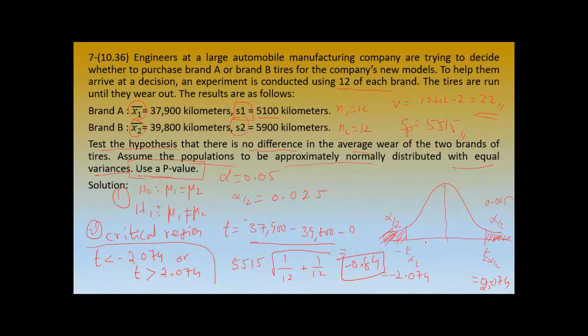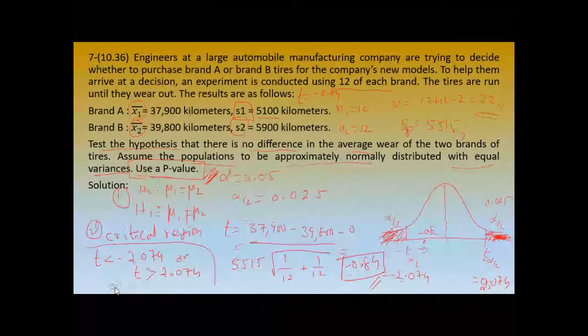Where does it fall? It will fall here, somewhere here, negative 0.84. So we have to accept it by considering the t value. Obviously, we are asked to use the p value, isn't it? So I only need this t. Now, what is your calculated t value? The t value calculated is negative 0.84. Now, using the p value, 2 times the area of the left side or 2 times the area of the extreme right should be the p value, isn't it?